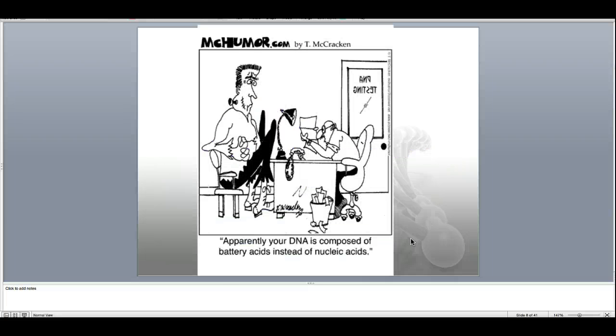DNA is definitely an important type of nucleic acid, and we found this really funny. Ms. Rakers and I just got a giggle out of this. If you can't read it, it says, apparently your DNA is composed of battery acids instead of nucleic acids. And if you don't know who that is, Frankenstein, and you definitely need to look that up.